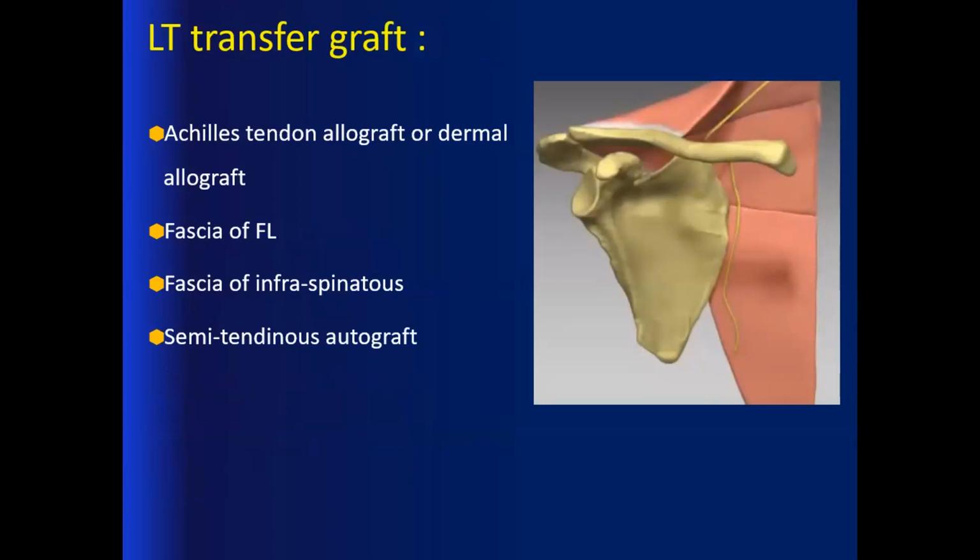Since LT is found to have less excursion, it needs augmentation with a graft in the form of allograft or autograft. The options available for graft augmentation are Achilles tendon allograft or dermal allograft, fascia lata, fascia of the infraspinatus muscle, and also semitendinosus autograft.